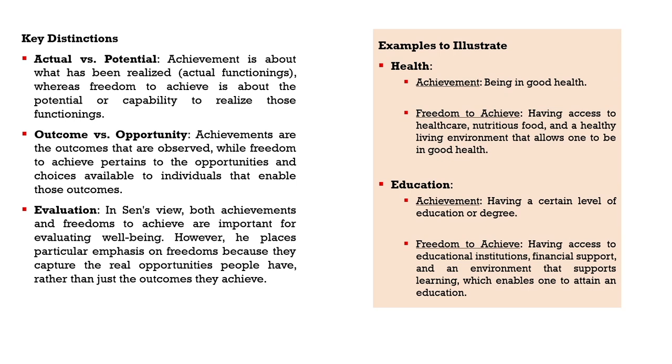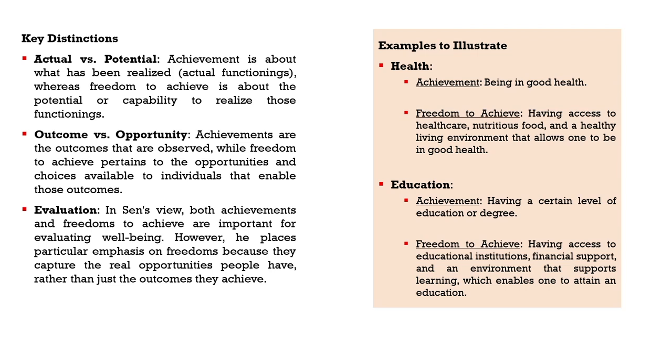In the context of health and education, we can take some very simple illustrations. In the context of health, achievement could refer to the status of health, or being in good health, and the freedom to achieve could refer to having access to health care, nutritious food, and a healthy living environment that allows one to be in good health.